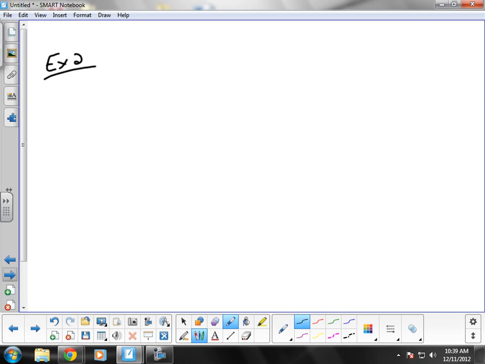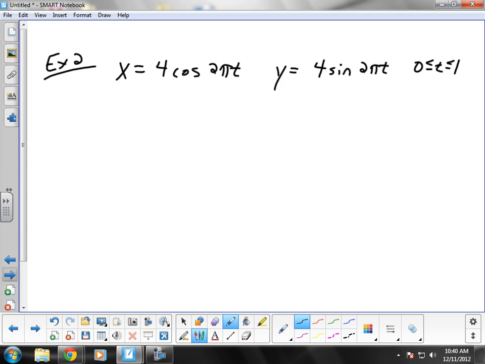Example 2 is one of the reasons why we even worry with doing this. We're going to actually graph this equation. X is equal to 4 times the cosine of 2 pi t. Y is 4 times the sine of 2 pi times t. And I'm going to use numbers from 0 to 1.